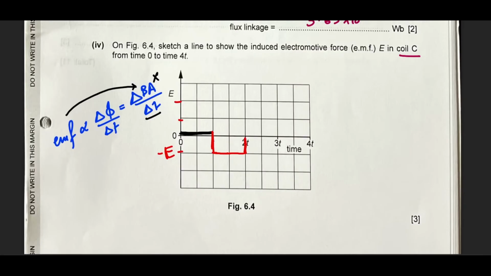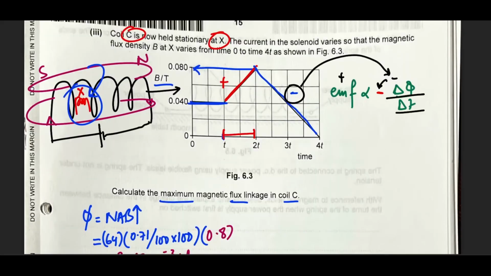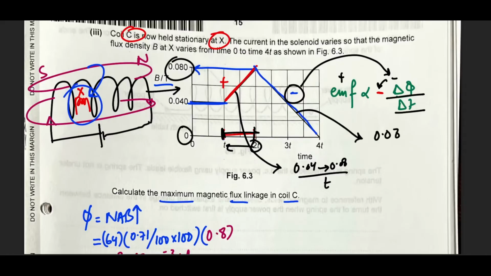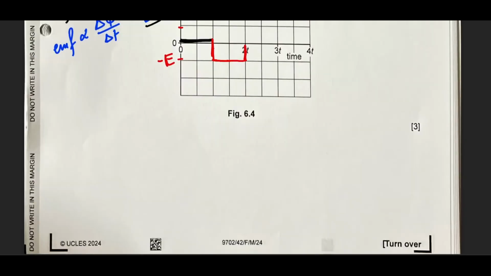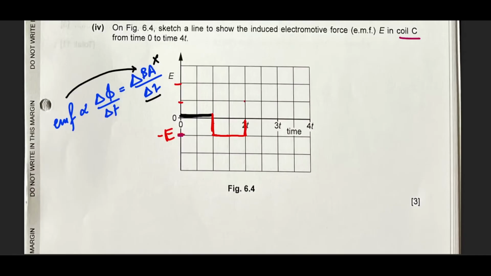But how much should I make the value now? You see, it is always with respect to change with respect to time. If you calculate for this one, it changes from 0.04 to 0.08 in a time of, let's say, t. From 2t to 4t, what happens in this region? It changes from 0.08 to 0. So 0.08 minus 0 divided by how much time has it taken? From 2t up to 4t, a total of 2t. When you simplify this, you realize that this is going to be 0.04 divided by t, and the other one also comes out as 0.04 divided by t. So primarily, the change in flux is the same. So induced EMF will also be the same, which means that if I chose one box for the EMF this time, I will choose one box for the other side as well and go up to 4t.